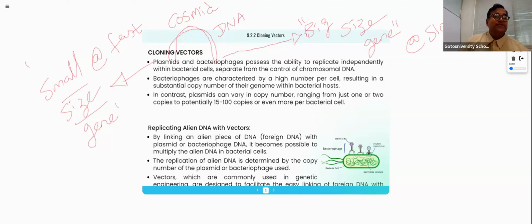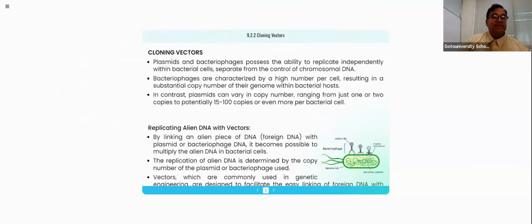So these are the hidden sentences for each and every sentence. We are not given everything here, right? Now we need to understand that the plasmid can vary in the copy number. So 15 to 20 copies, and even more, are formed per bacterial cell, right? All this crux, this essence, we already narrated at the whiteboard.